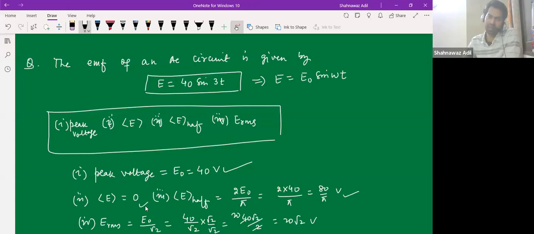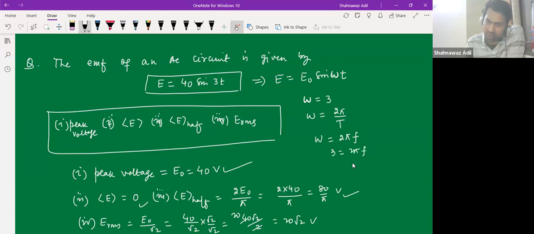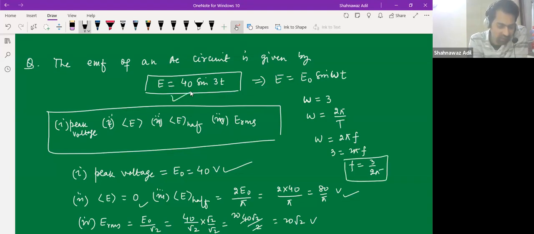And we can also calculate the angular frequency. So angular frequency is 3, and then we can also calculate the frequency. Frequency is 2 pi by t, so 1 by t is the frequency, right? Omega is 3, so frequency is 3 by 2 pi. So with this information, we can calculate different attributes of the AC voltage, right?